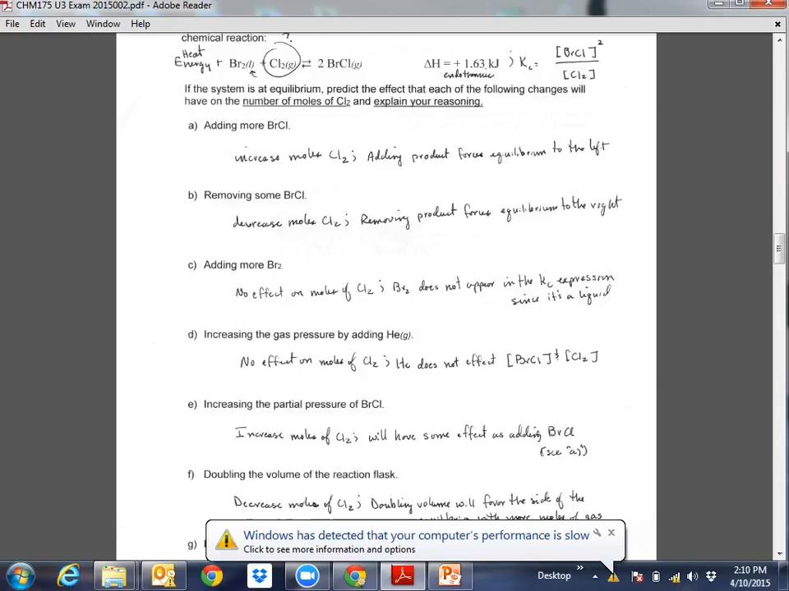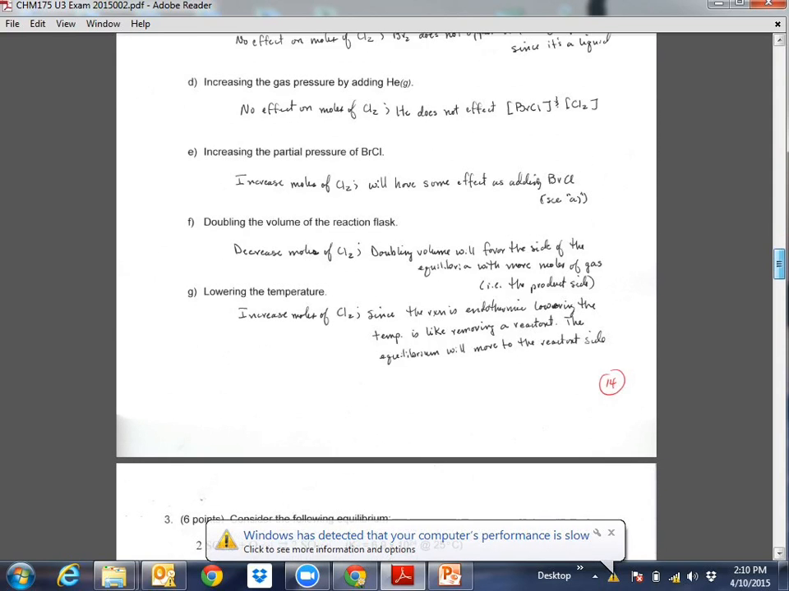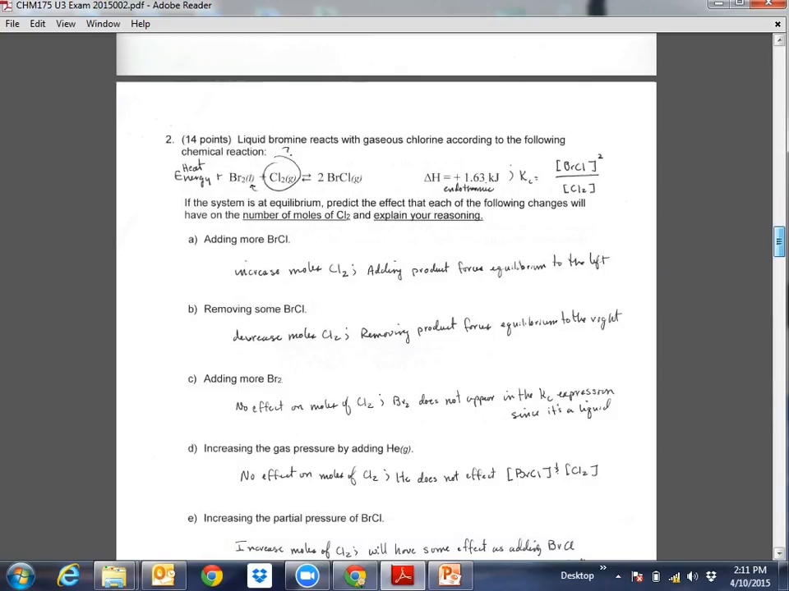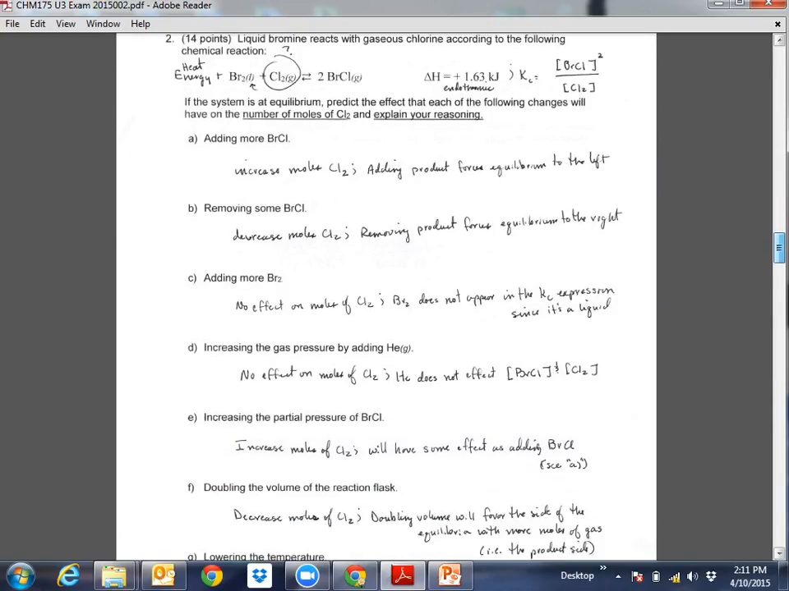And last but not least, what about the temperature? The fact that it is an endothermic reaction, if we lower the temperature, then we're removing a reactant, and so it's actually going to form more Cl2. So lowering the temperature will result in more Cl2 being formed.